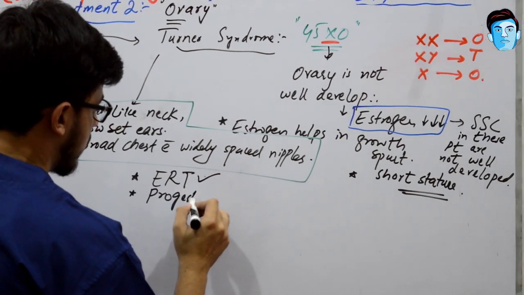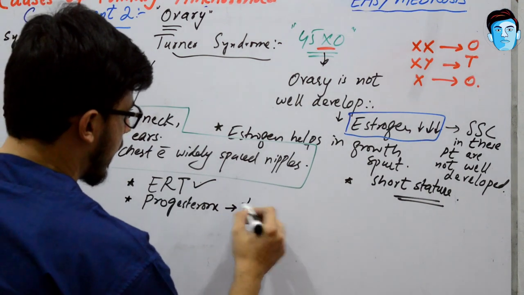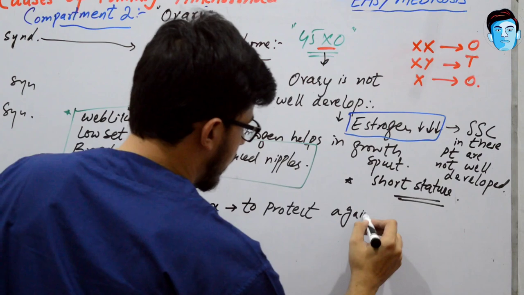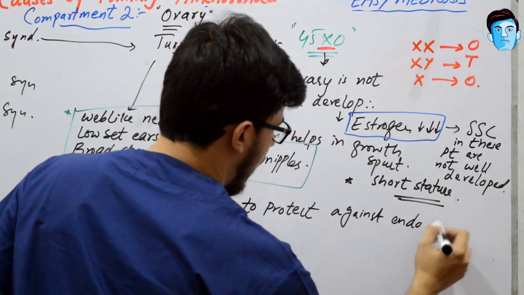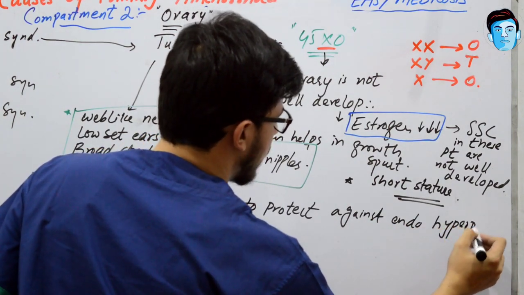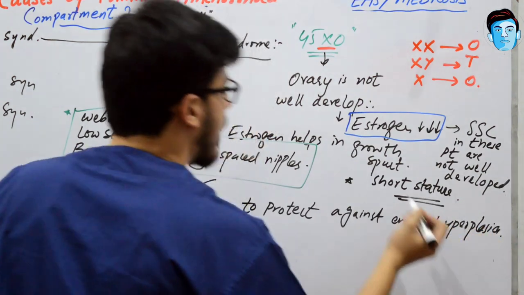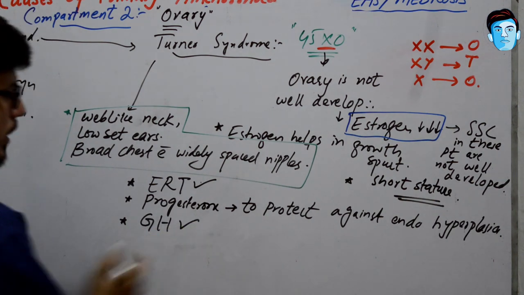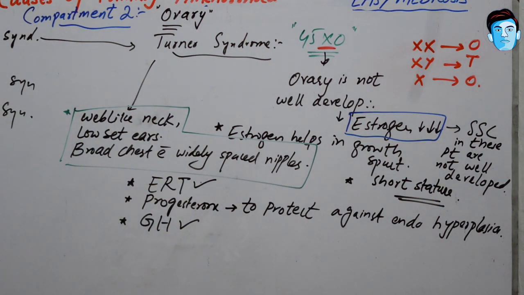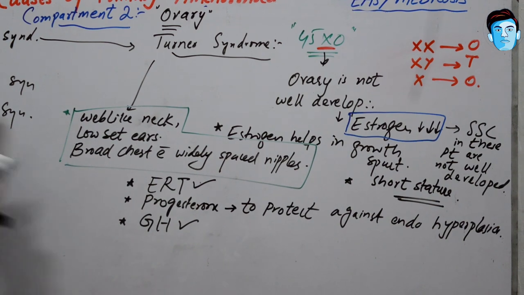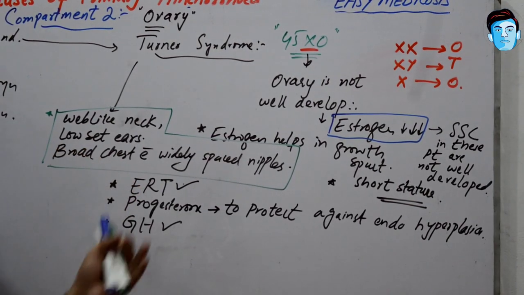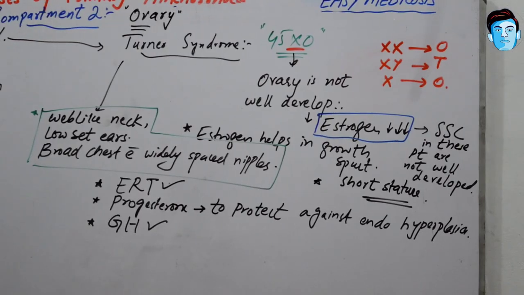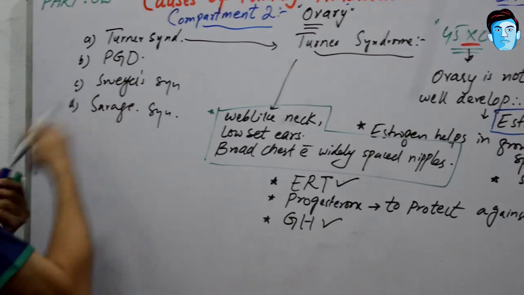Progesterone to protect against endometrial hyperplasia. And usually these patients present with short stature, so you can go for growth hormone as well. So these are the treatment options for these patients: estrogen replacement therapy, progesterone, and growth hormone.